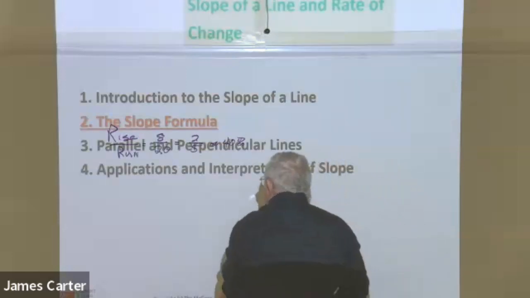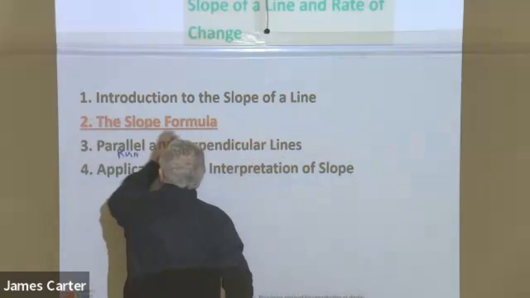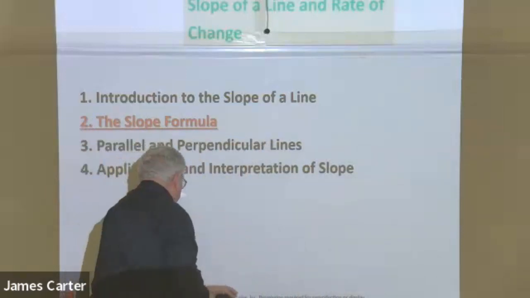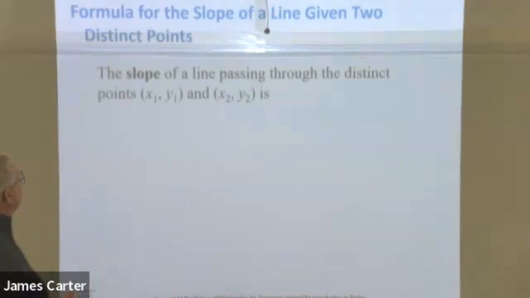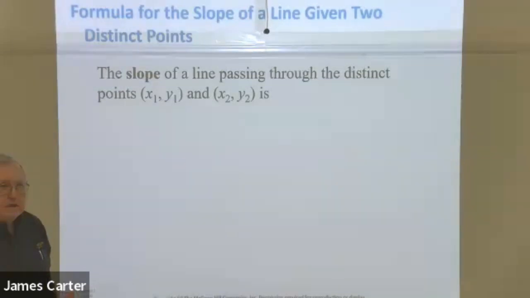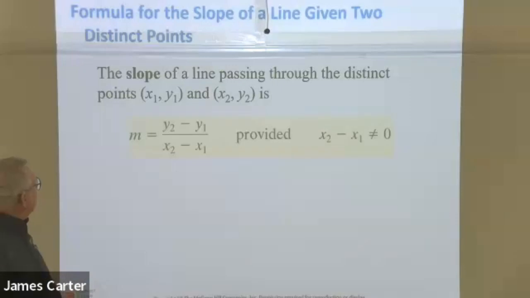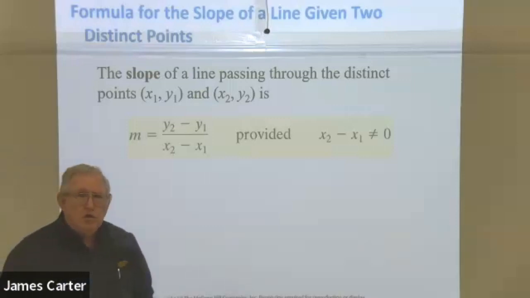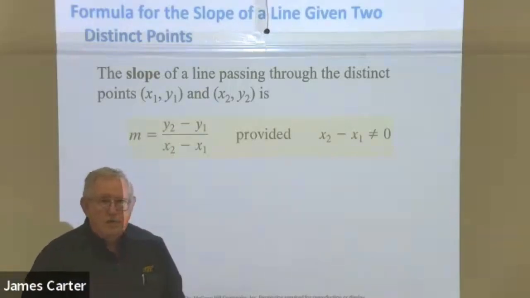Let me get rid of this. And let's actually learn how to use the slope formula we looked at a few minutes ago. Okay, I've got 2 points. Okay, and this is the formula. Now, why do you suppose they put this disclaimer in here? Because you can never have 0 in the denominator. At least that's what we've always told you. But there is one exception, and we'll talk about that exception in a few minutes.